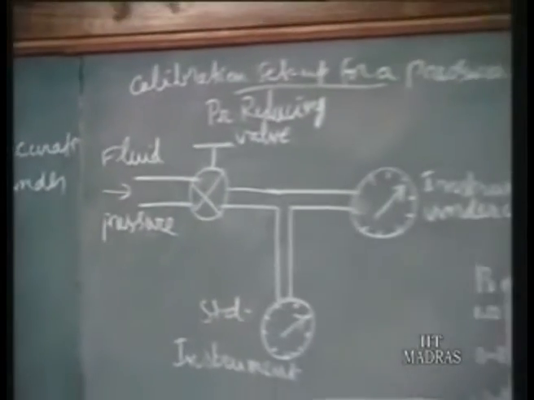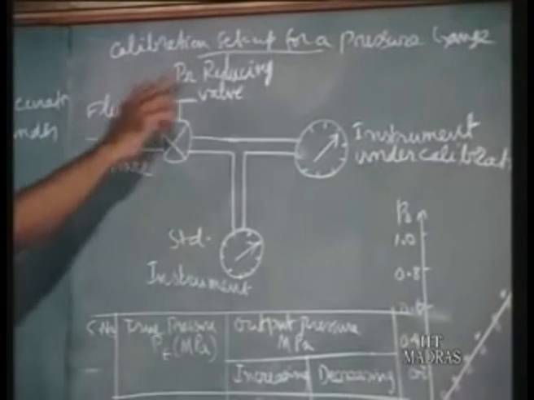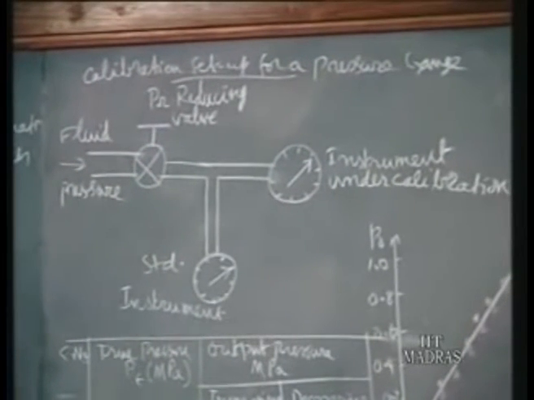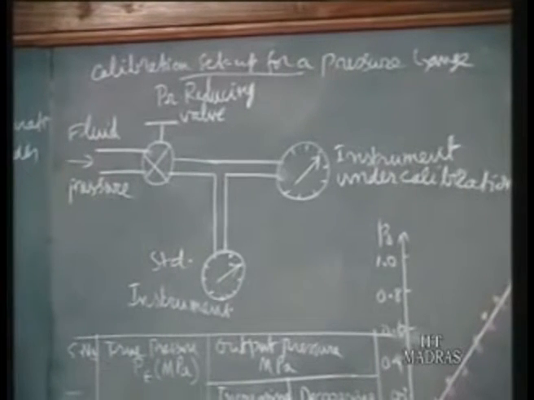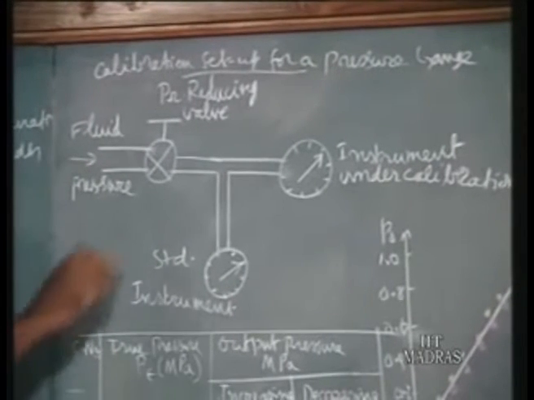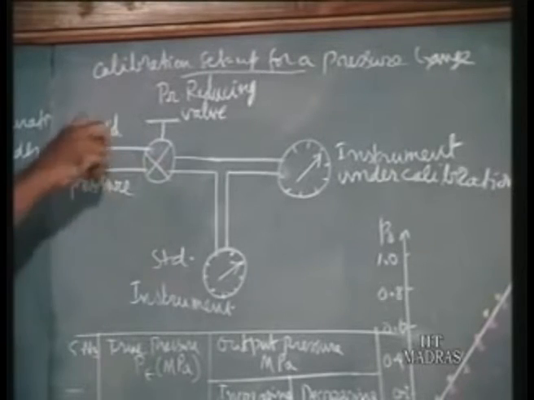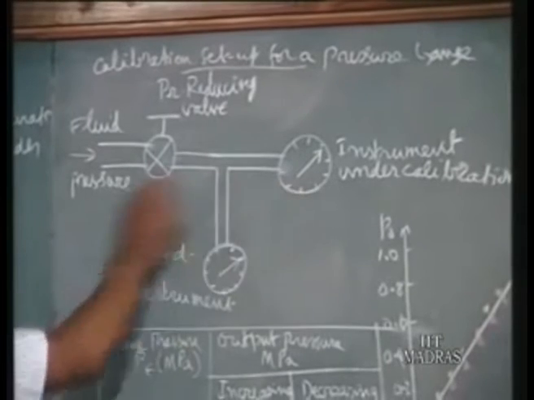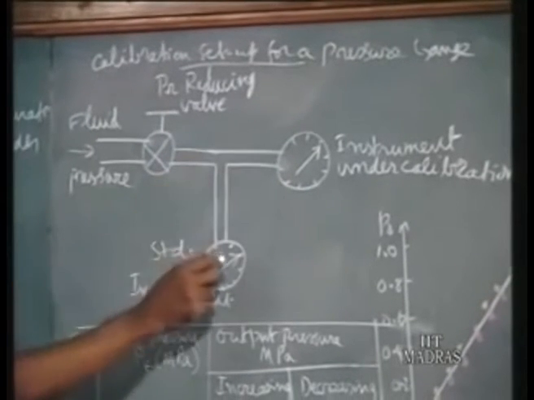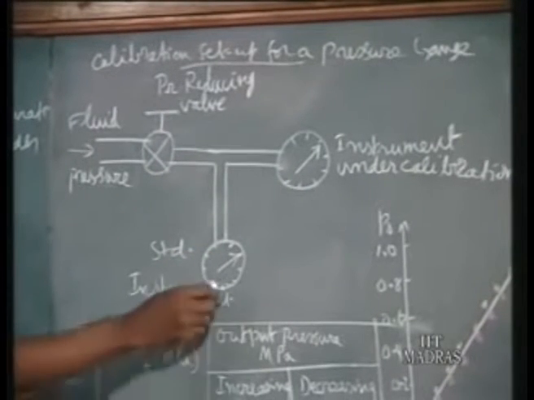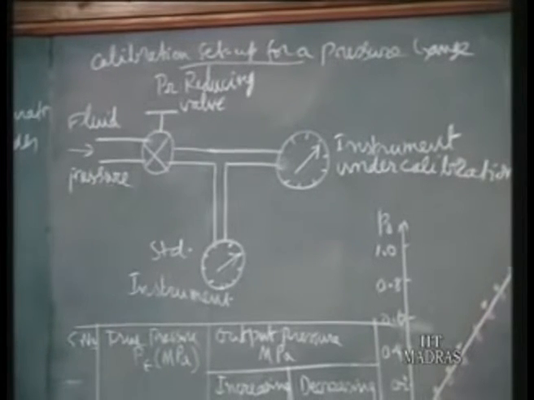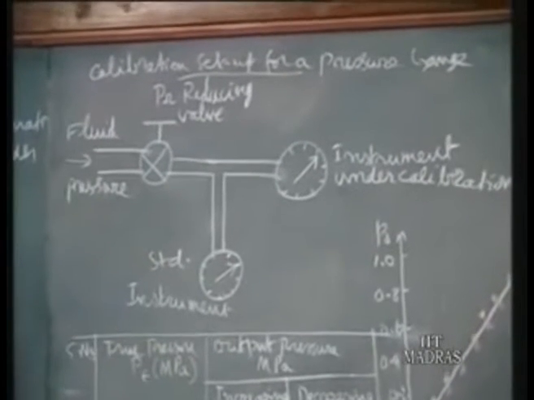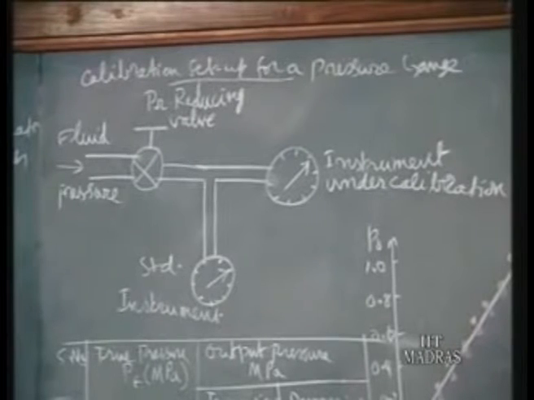Now the setup is shown in the figure here. That is the calibration setup for a pressure gauge. We have the pressure source, fluid pressure, which may be a gas or liquid, and a pressure reducing valve, with which we can adjust any pressure downstream. The same pressure is given to the instrument under calibration and also to the standard instrument, where the least count is 10 times finer. Now the process is like this.